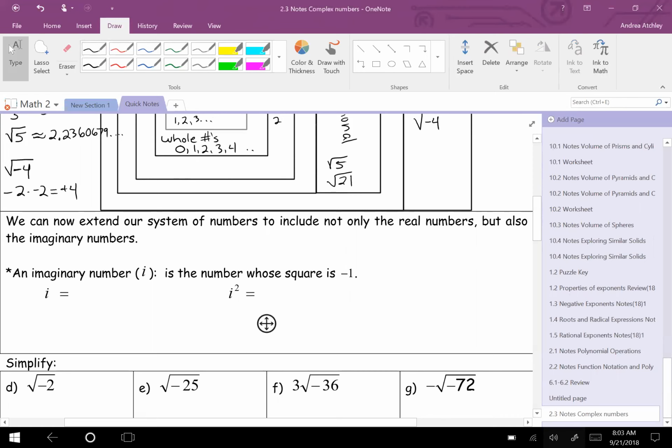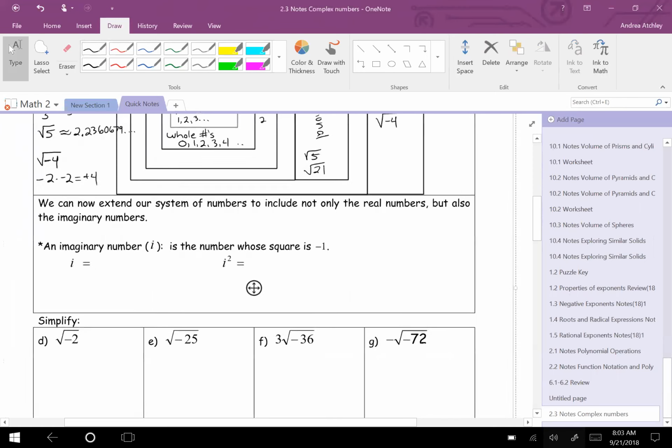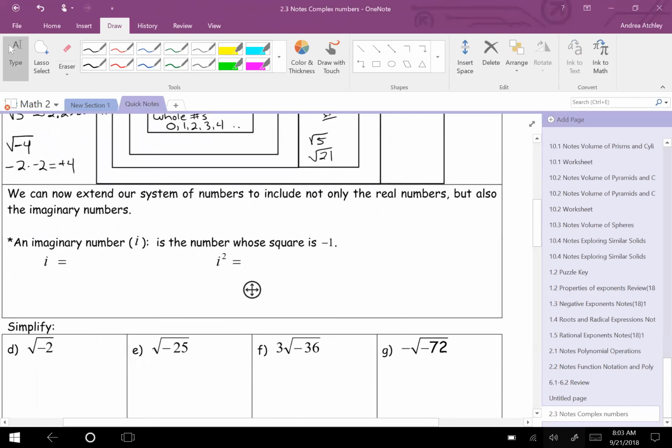It has to do with solving quadratics, that you're going to need those imaginary numbers. But don't we use imaginary numbers in calculus? Yes, you will. That's what my dad told me.